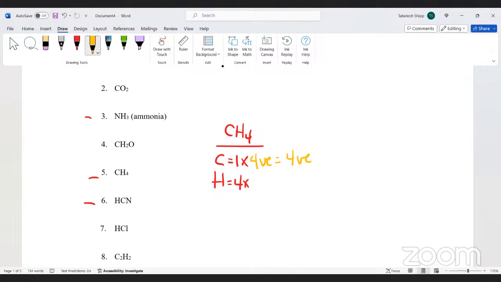And then when you do hydrogen, hydrogen is in group 1, and that's 1 valence electron times 4 to give you 4. Now you're going to add them together and you're going to get a total of 8 valence electrons.